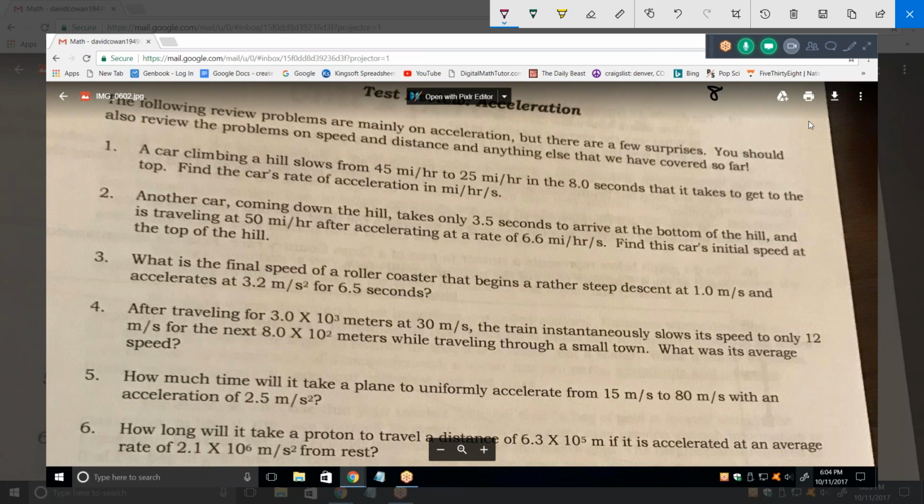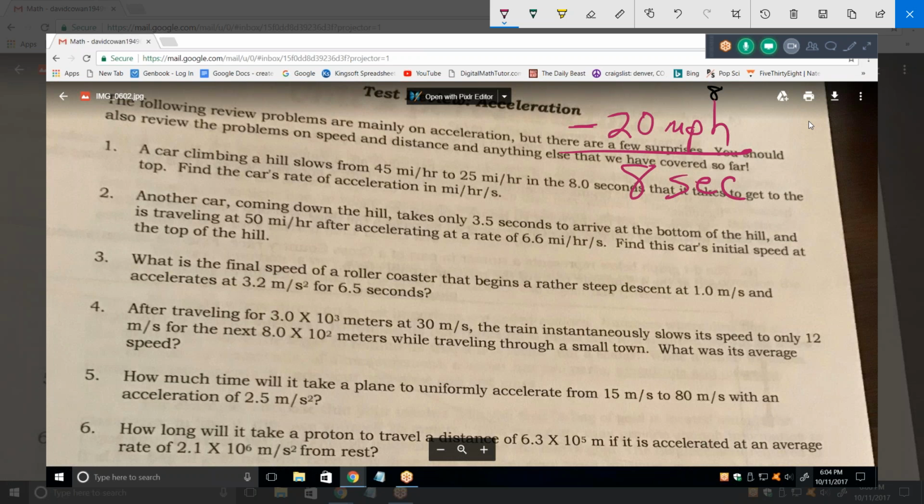So, what is our change in velocity when we slow from 45 miles per hour to 25 miles per hour? Would you just do 45 minus 25? Well, not quite. Are we slowing or speeding up? Slowing. So it's negative 20. In other words, it's negative 20 miles per hour divided by 8 seconds.